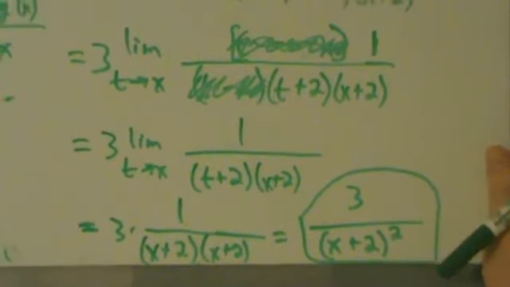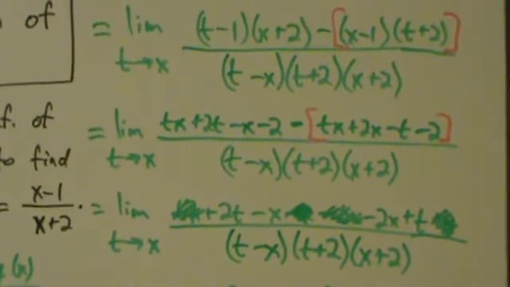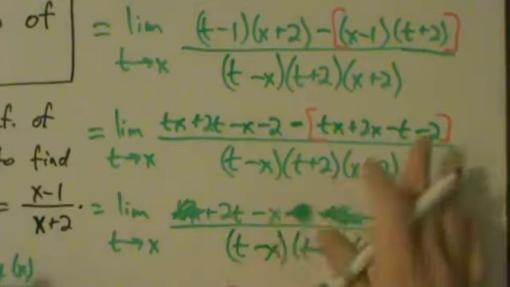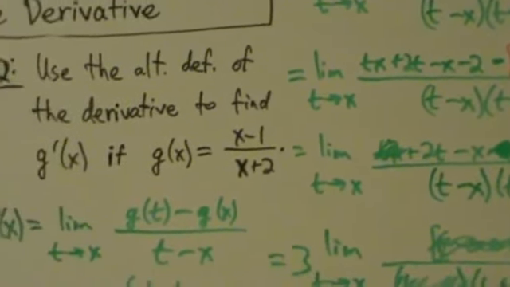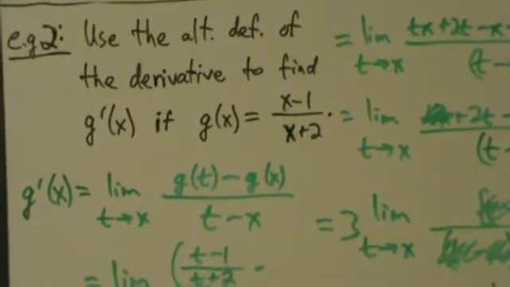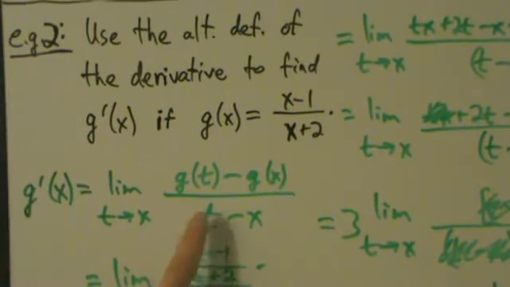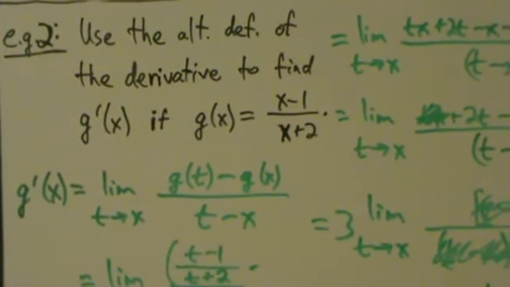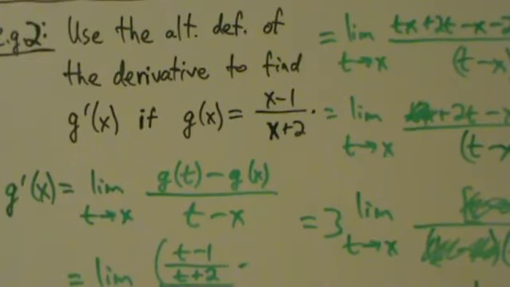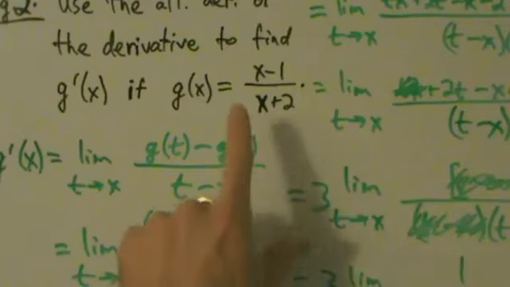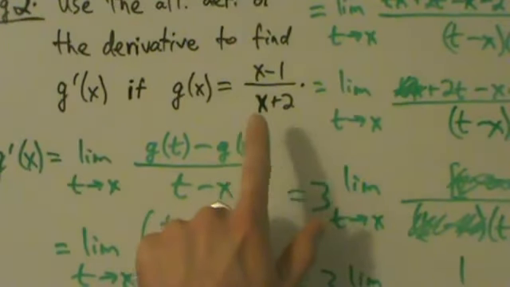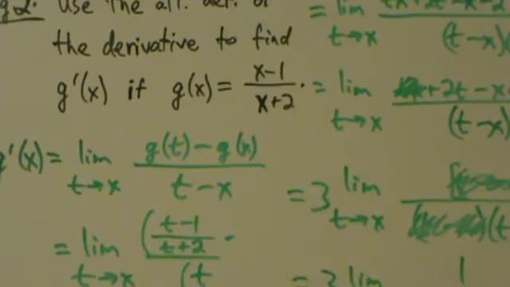Notice here, the algebra maybe got a little messy because we had x's and t's flying around all over the place, but I do think it's a little bit simpler than it would be if we used the original definition where we had g of x plus h instead of g of t. So I actually encourage you to go ahead and try that, and you'll see that in this second step you would have x plus h minus 1 over x plus h plus 2. Go ahead and try that and see which one you think might be simpler.